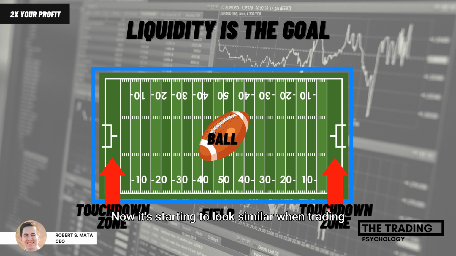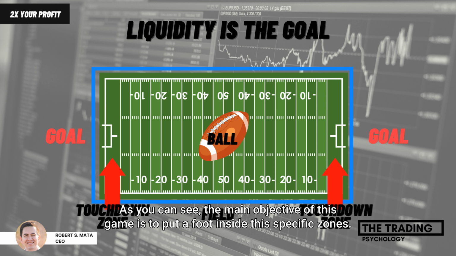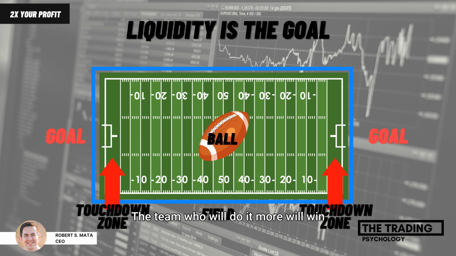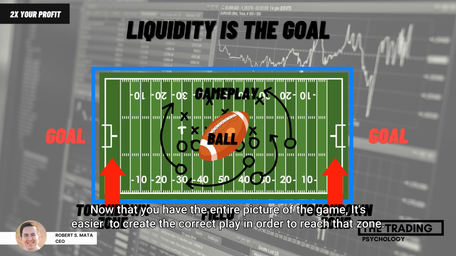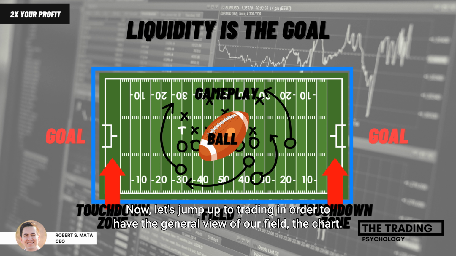Now it's starting to look similar to trading. As you can see, the main objective of this game is to put a foot inside these specific zones. The team who does it more will win. Now that you have the entire picture of the game, it's easier to create the correct play in order to reach that zone.